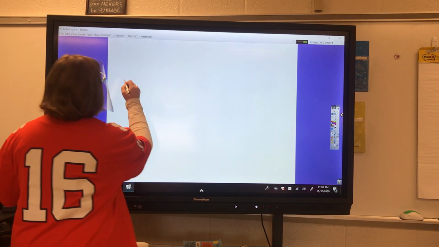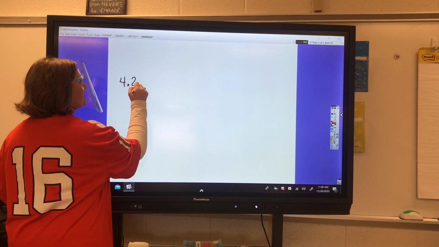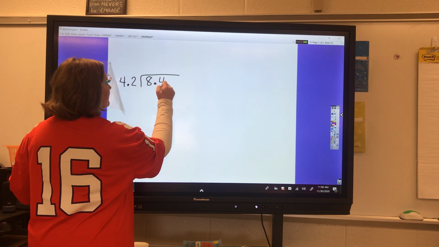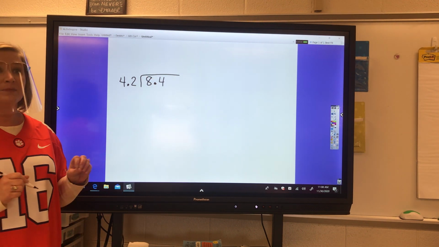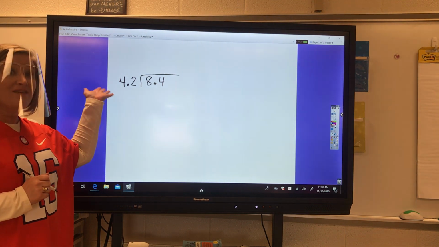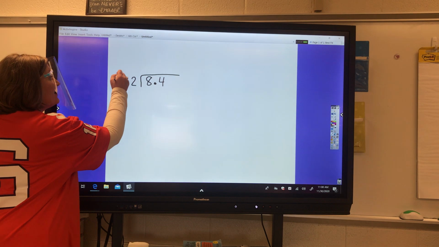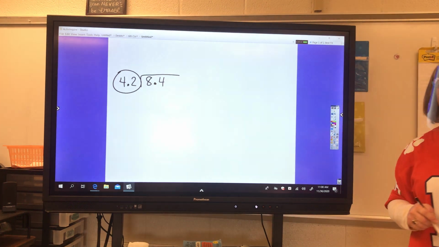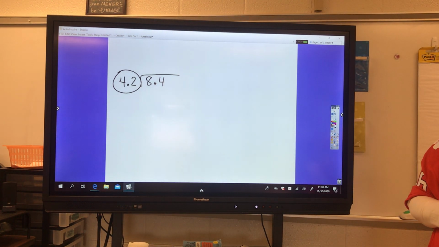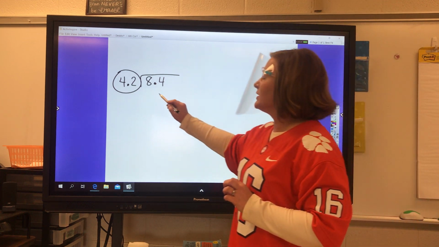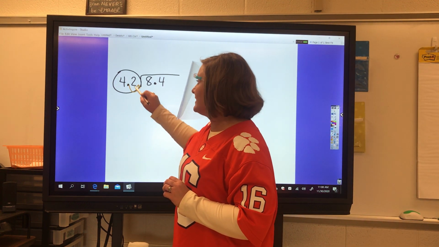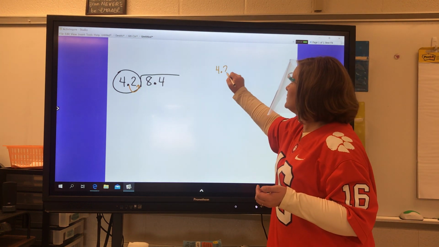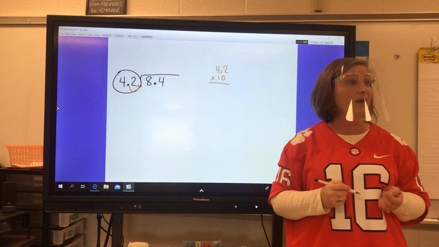Let's say that I have 4 2/10 as my divisor and 8 4/10 as my dividend. I told you, we cannot have a decimal in our divisor. So we've got to do something with that number right there, okay? You move the decimal behind the 2. How many times do I need to move it? 1. Just one place. Essentially what that means is I took 4 2/10 and I multiplied by 10, okay?